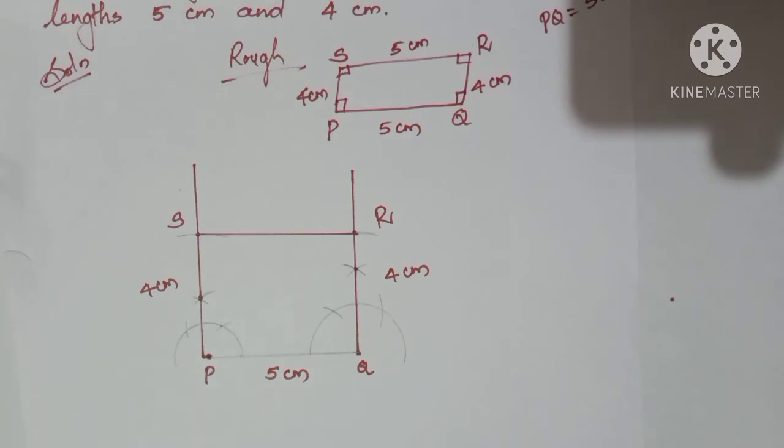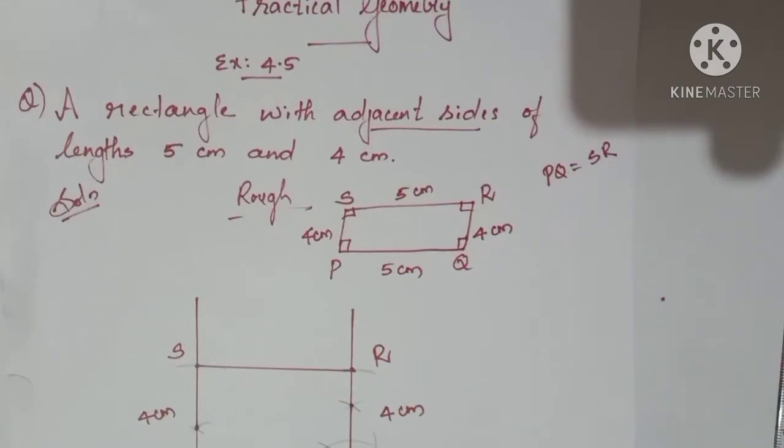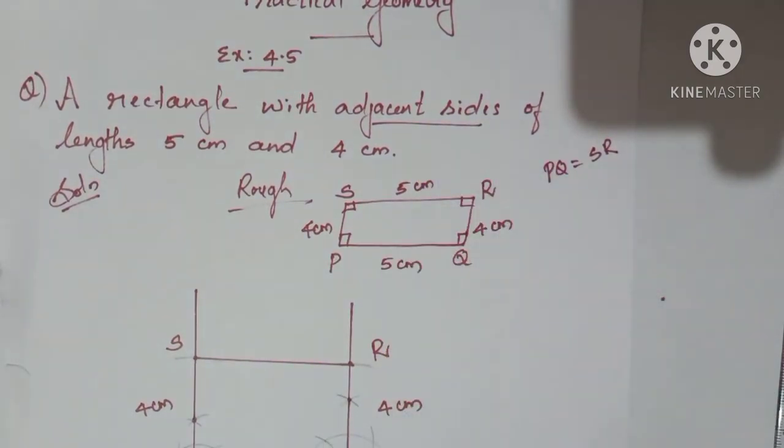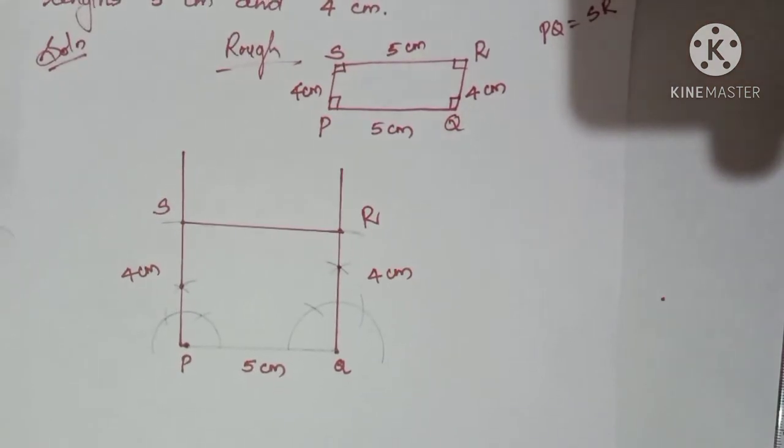Okay, I'll explain one more time, children. So, first you want to read the question. Here adjacent sides are given. In the question, adjacent sides are given. So, we'll draw the rough sketch. Then, since for the rectangle, what is the property? Opposite sides are equal. So, we'll apply that property and we'll complete the rough sketch. Next, according to the rough sketch, you are going to draw the fair diagram. So, first we are drawing PQ, 5 centimeter.